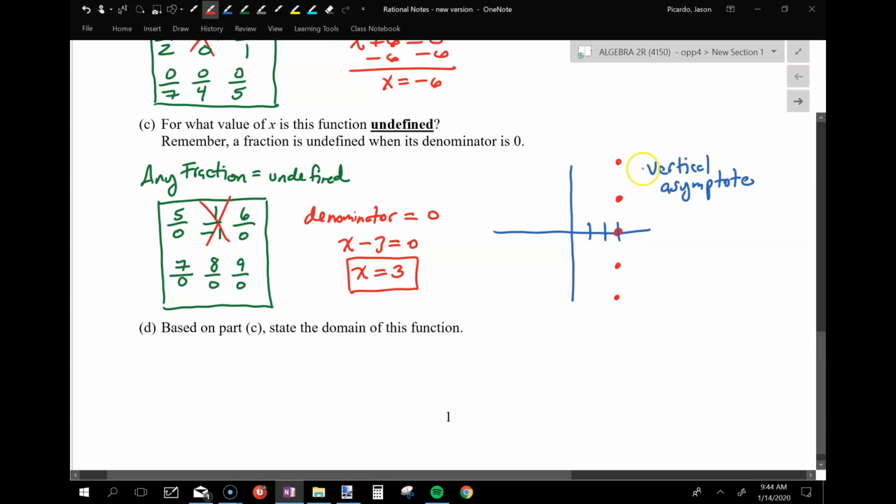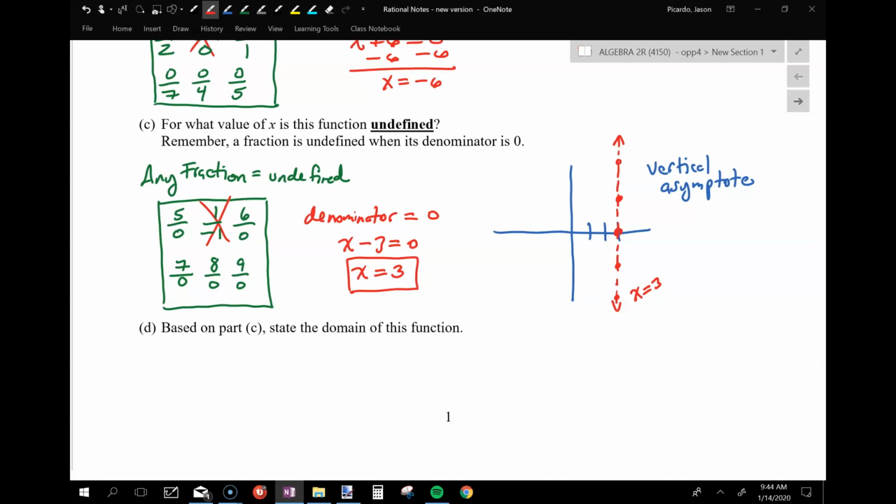So any point that is along this vertical line. This is like a boundary, right? This is like hot lava. You can't go here. If you go here, you've just created an undefined fraction. It's no man's land. Make sense? Okay.